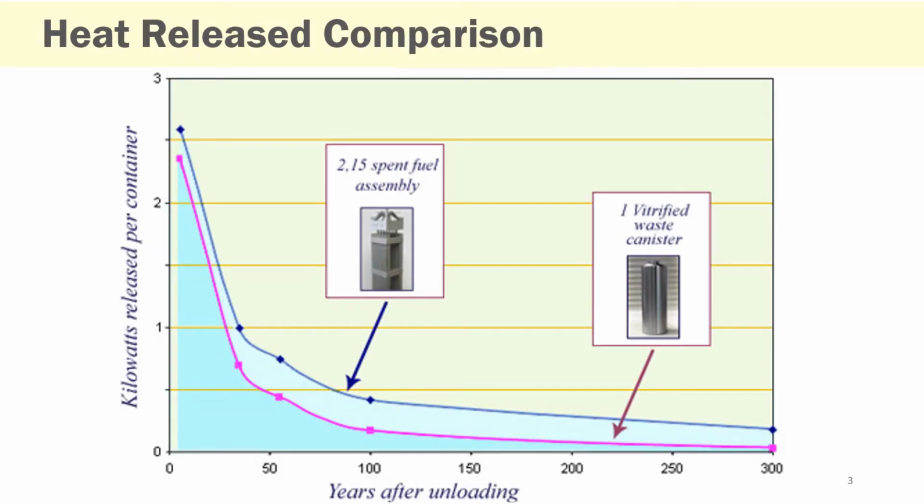This chart compares the heat release from a spent fuel assembly versus a vitrified waste product. This assumes that all the fission products from the spent fuel are still present in the vitrified waste. Based on the data here, a vitrified waste container requires about 2.15 spent fuel assemblies to generate approximately the same amount of heat, but you're saving a lot on the actual storage volume going with the vitrified waste container.